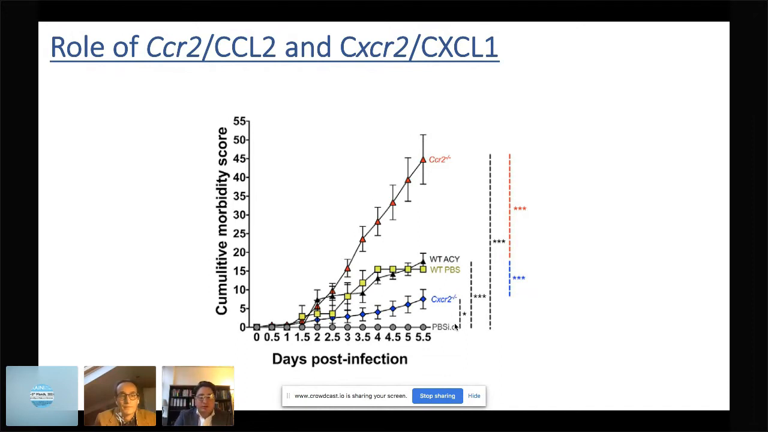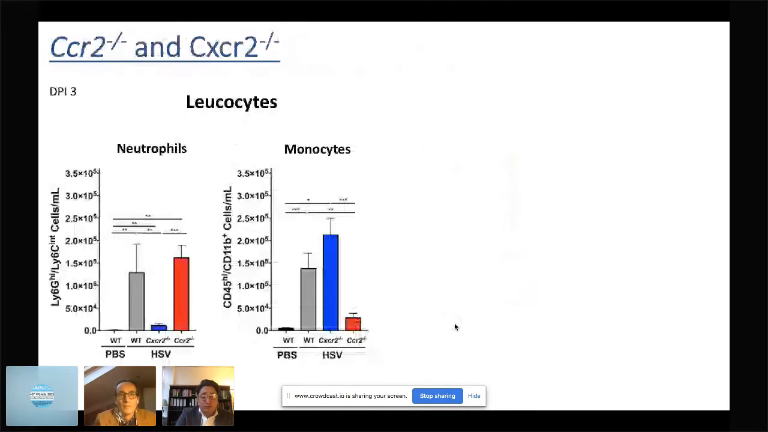So I wanted to determine really what these knockouts meant, if there's a phenotypic difference, what's happening within the brain itself. And demonstrated that in the CXCR2 knockout mice, there was a marked reduction in neutrophil migration, particularly at day 3, and in the CCR2 knockout mice, a marked reduction in monocytes. So they are playing a role in migration.